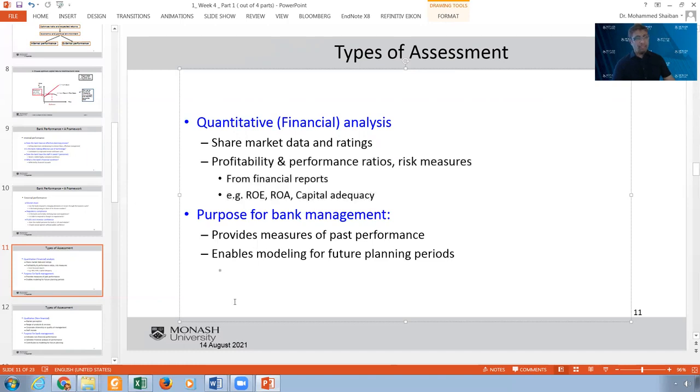What is the purpose of this? To provide measures of past performance, how we are doing actually, and let us know what we should do, how we performed in the past and how we are going to do in the future. And this is what we call enabling modeling for future planning periods, which means based on the past performance.